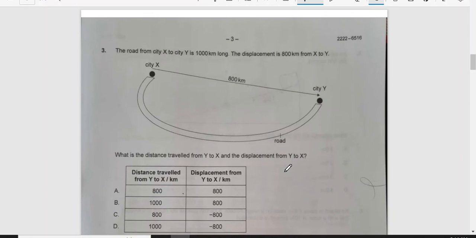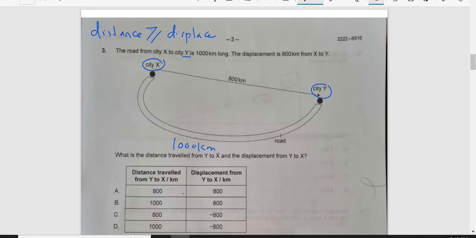You have a road from city X to city Y. The total distance is 1,000 kilometers. Now, what is the difference between distance and displacement? Distance is a scalar quantity, while displacement is a vector quantity. Distance in many cases is either greater than or equal to the displacement.